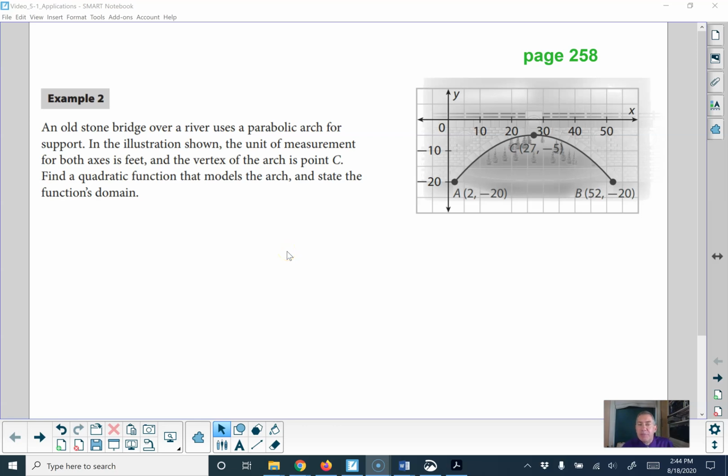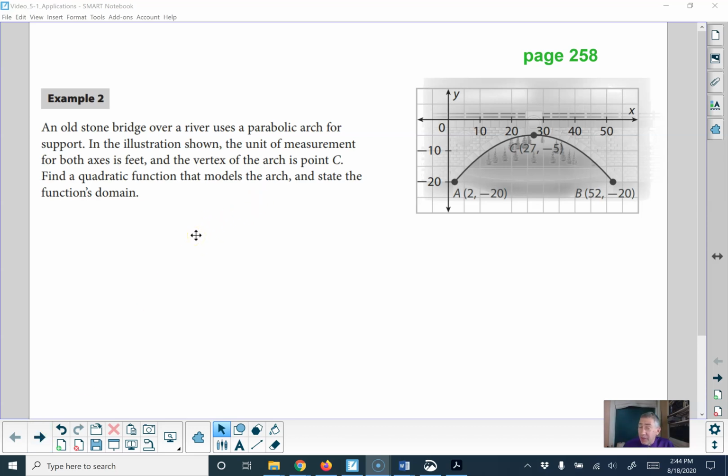Hello, statistics and pre-calculus. We are on page 258 right now, doing an application question based on transformations of functions. Here we have an old stone bridge over a river that has a parabolic arch. We're asked to find an equation and then the domain of that equation. This is going to be great if we think about each transformation independently.